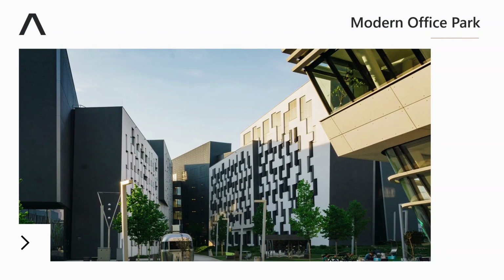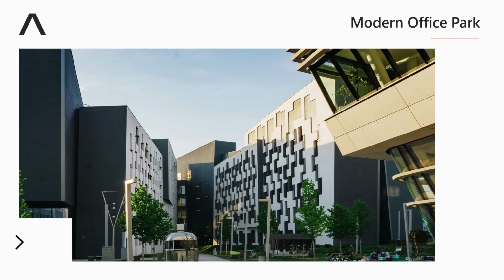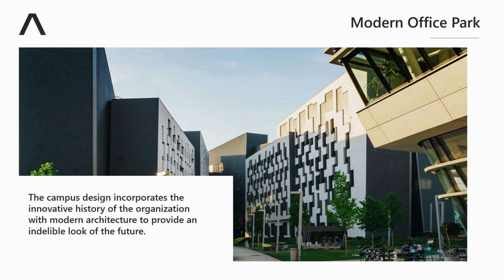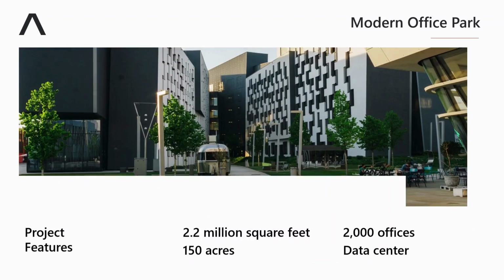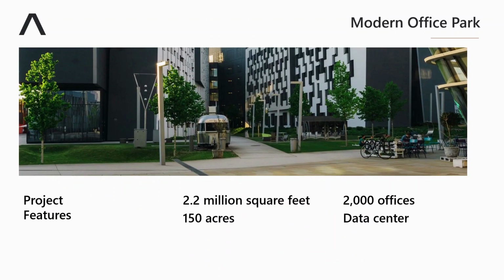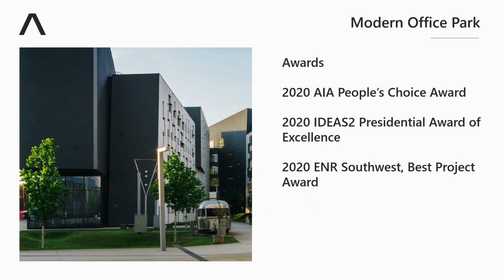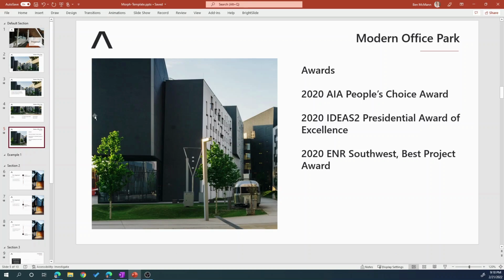So it begins with a picture of the office building. Then we use Morph to bring the text in from the bottom left and shift the image to the right a little bit. Then we shift the image to the top, and here comes the text from the bottom to talk about the project features. And then finally, the awards that the firm won with the architectural design of the building coming in from the right. So let's look and see how we can do all this.